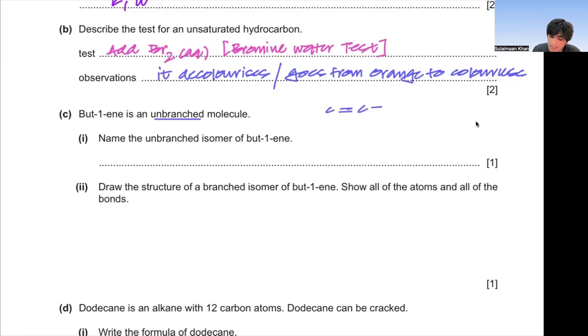What did I teach you? This is but-1-ene, and if you want to draw the unbranched isomer, you just shift the position of the double bond. And this is my beautiful structured formula. So now it's going to be but-2-ene. Yes, it's nothing complicated.